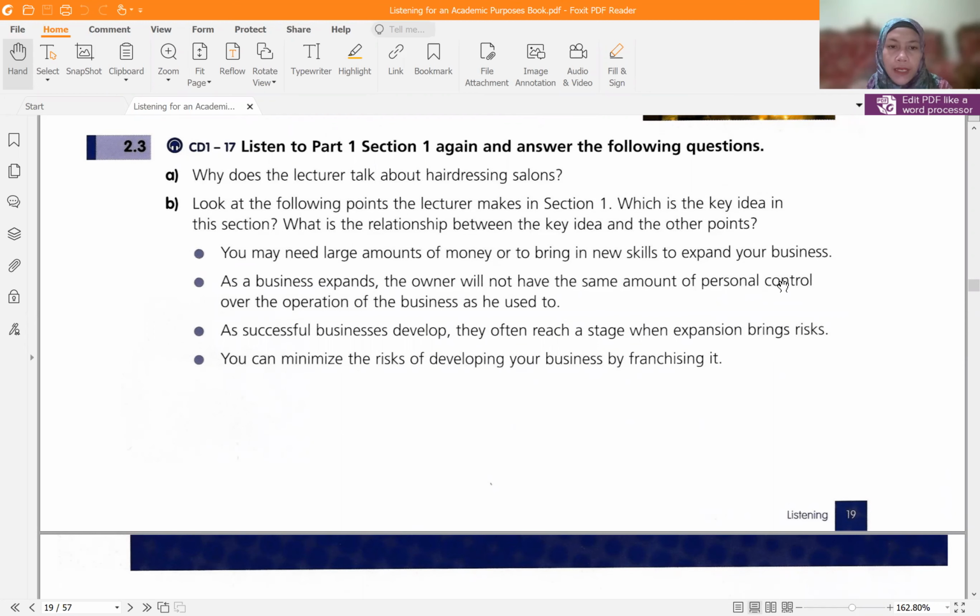For example, you may need a large amount of money to bring in new skills to expand your business. And then as the business expands, the owner will not have the same amount of personal control over the operation of the business as he used to. As a successful business develops, it often reaches a stage when expansion brings risks, and then you can minimize the risks of developing your business by franchising it. All right, so now we are going to listen to part 1, section 1 of that lecture, and note some key points that you can hear from that section.